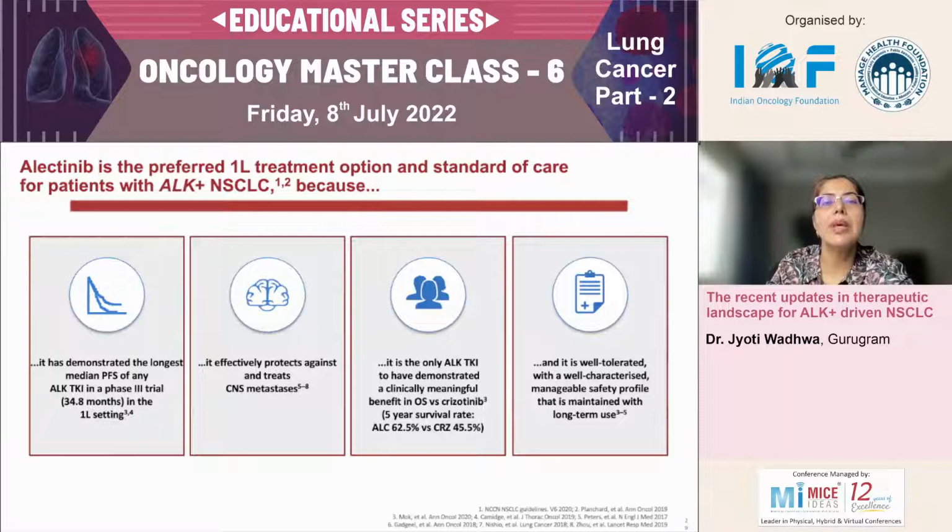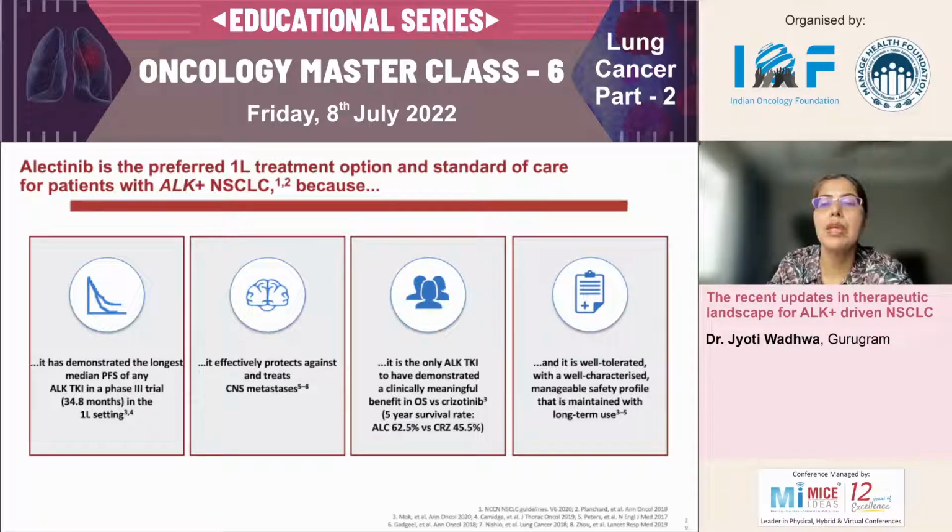So alectinib became the preferred first-line treatment option and the standard of care for treatment of patients with ALK-positive non-small cell lung cancer because of its significant improvement in the progression-free survival seen till date to the tune of 35 months. Also, its efficacy in terms of prevention and treatment of CNS metastasis.